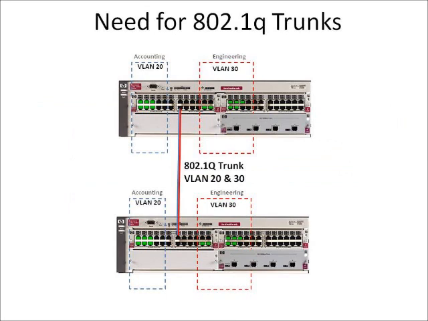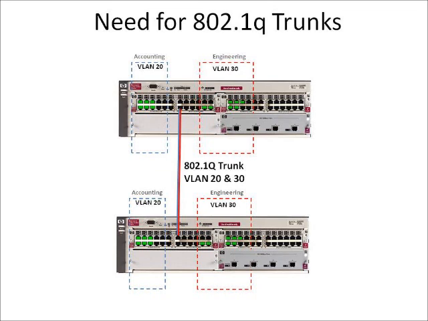Jumping back to our diagram of two switches interconnected to each other, before there were two links connecting these two switches. Now we have the ability to connect just one link, and that will transfer packets for multiple VLANs between the two switches. Like I said, we can do up to 4,096. That's what 802.1Q was designed for.